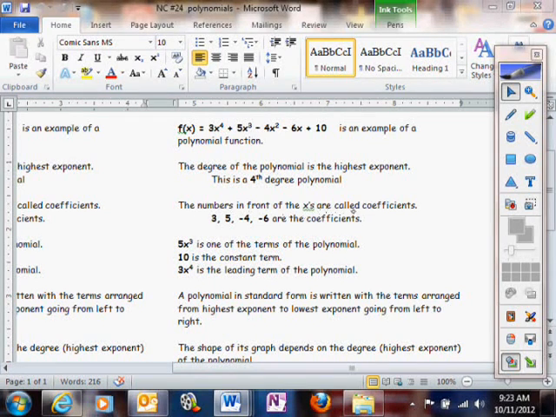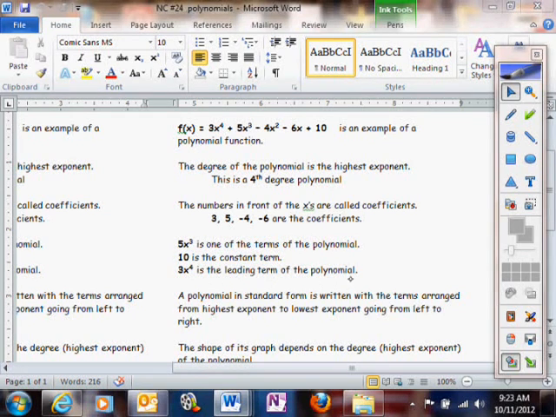The numbers in front of the x's are called the coefficients. So 3 is a coefficient, 5, -4, and -6 are all the coefficients. 5x to the third is one of the terms. I mentioned before that there's 1, 2, 3, 4, 5 terms here, and 5x to the third is one of them. 10 is the constant term. There's no variable, so it's the constant. It never changes. It will always be 10.